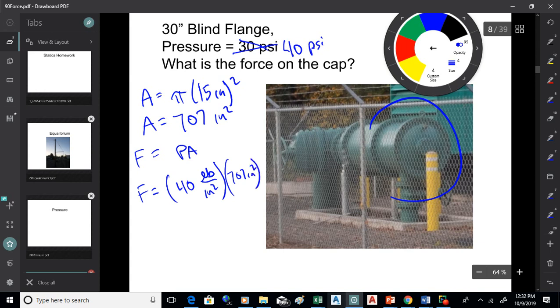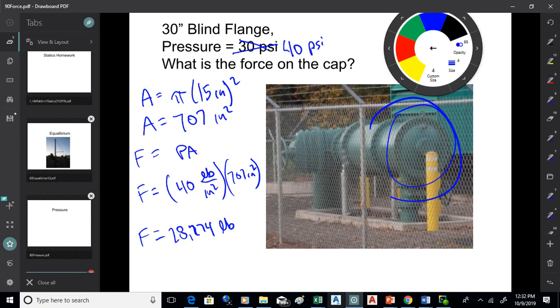707. And that's the 28, whatever. So 28,274 or thereabouts. So that's 14 tons worth of force on that, just on that. And look at it. Look at all the bolts on that thing. They flanged that up. That's a flange fitting for sure. And look at all the bolts. They're very conscientious about that.